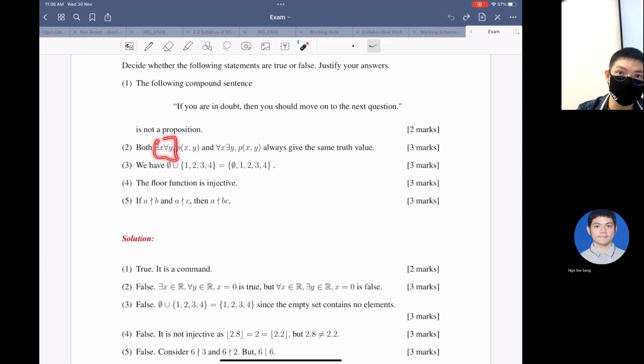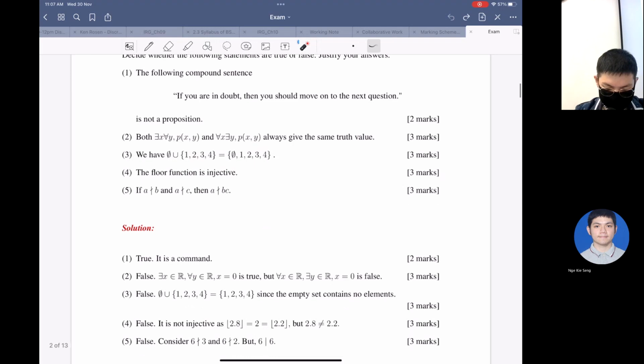Two. If you change the order of your quantifier, they don't always give the same truth value. So if you want to prove something is false, you should give a counterexample. Okay, a counterexample will work. Three is some trick question here. So I take a union of an empty set. A lot of people say the empty set is not a set. So there's no element here. If you take the union, you still get back your original set.